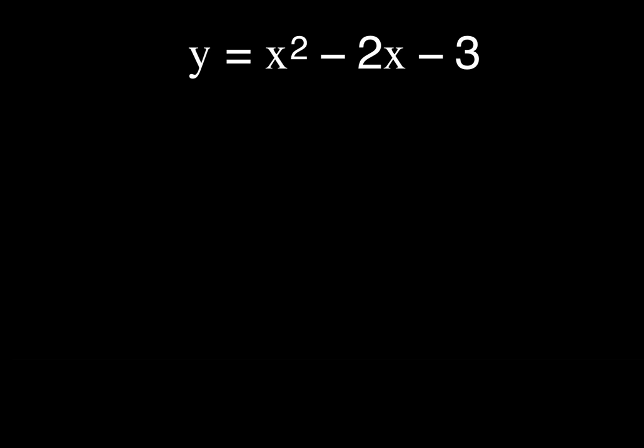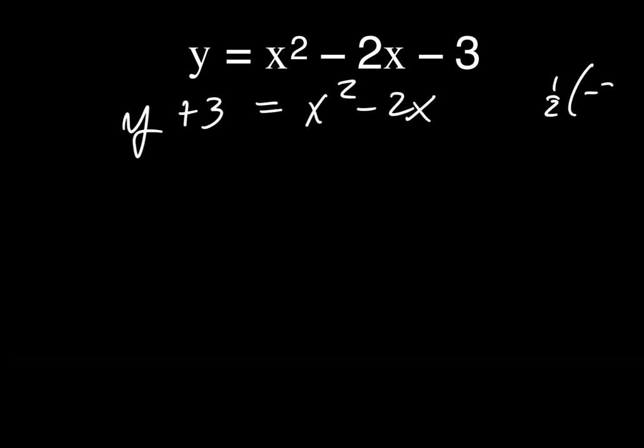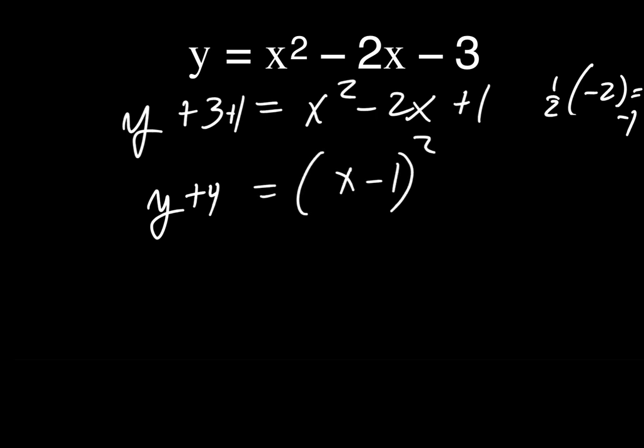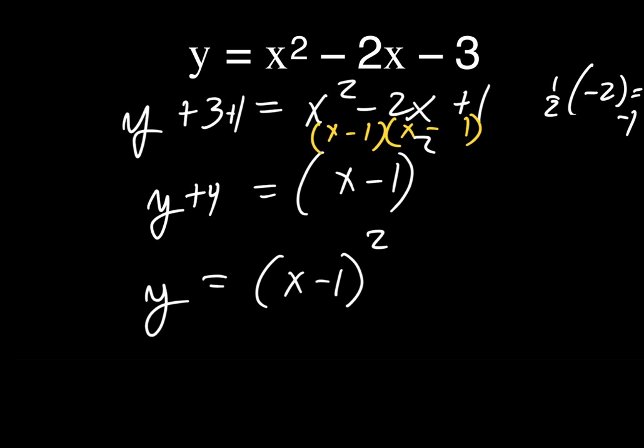Going to do another one. Again, cranking through a couple here pretty quick. y plus 3 equals x squared minus 2x. Half of the middle number, so half of negative 2 is negative 1. Squared is 1, so I'm going to add 1 to both sides. y plus 4 equals x minus 1 squared. And again, I'm skipping the step where I did this: two numbers that multiply to a positive 1 and add to a negative 2. y equals x minus 1 squared minus 4.